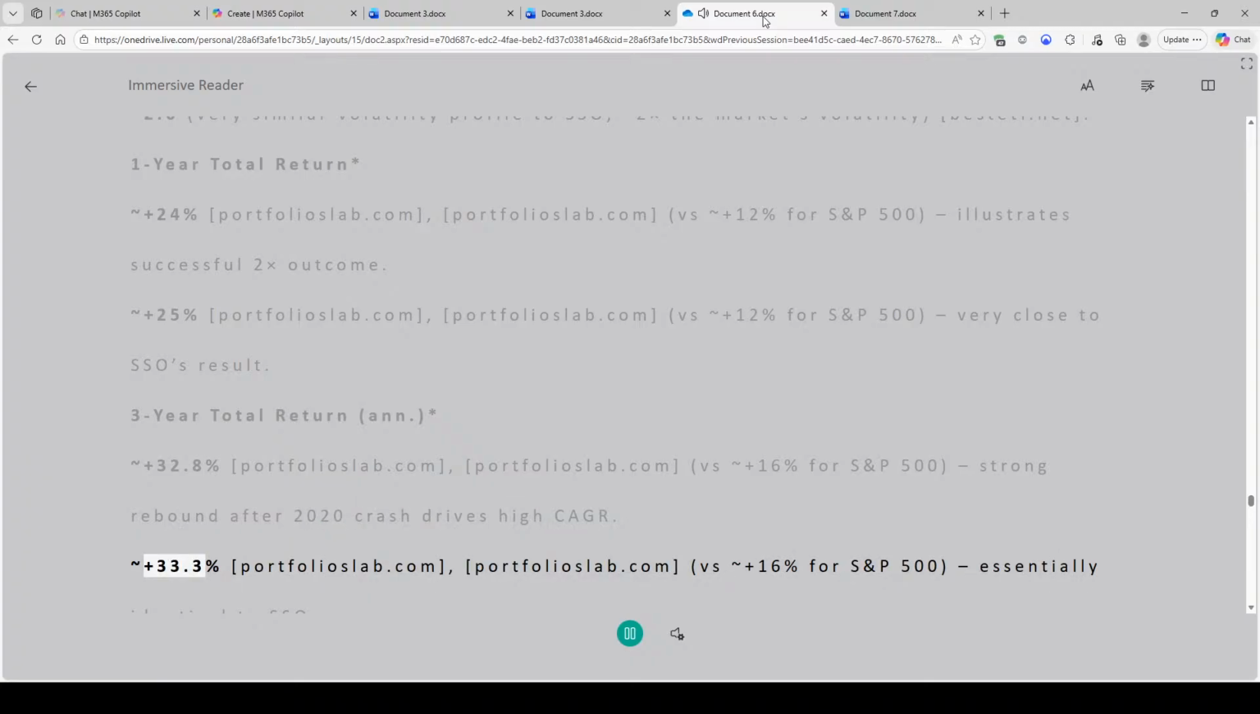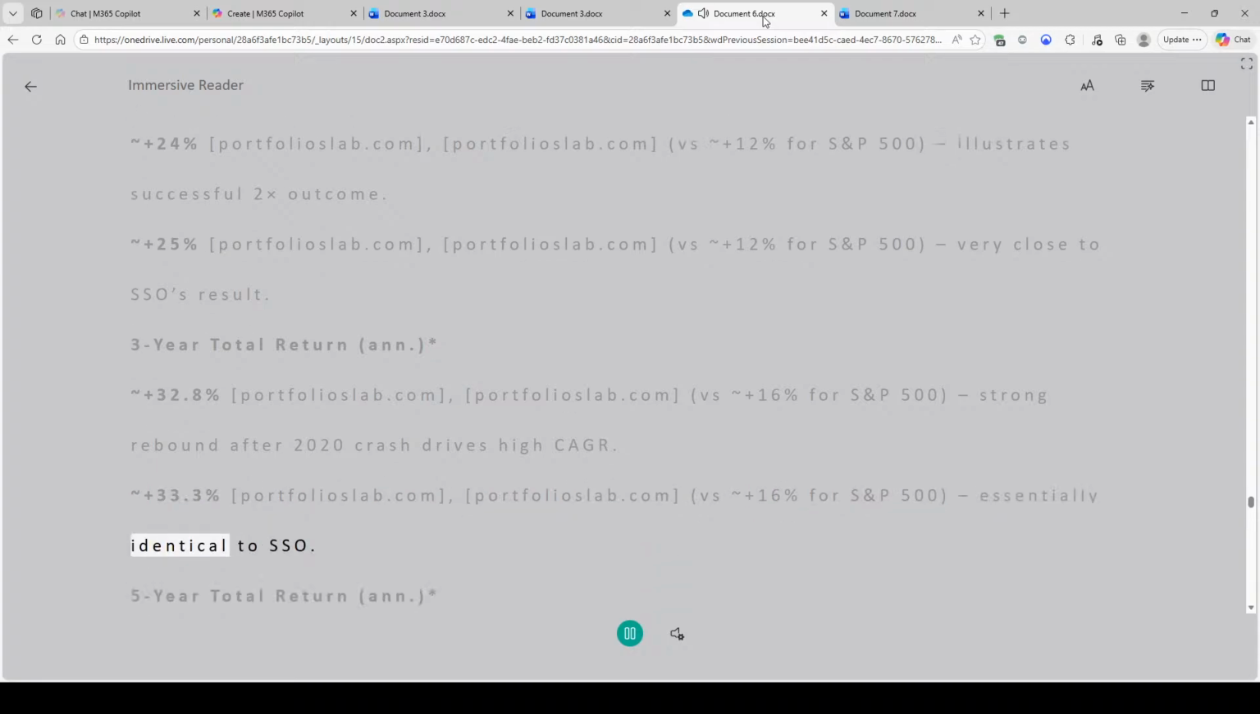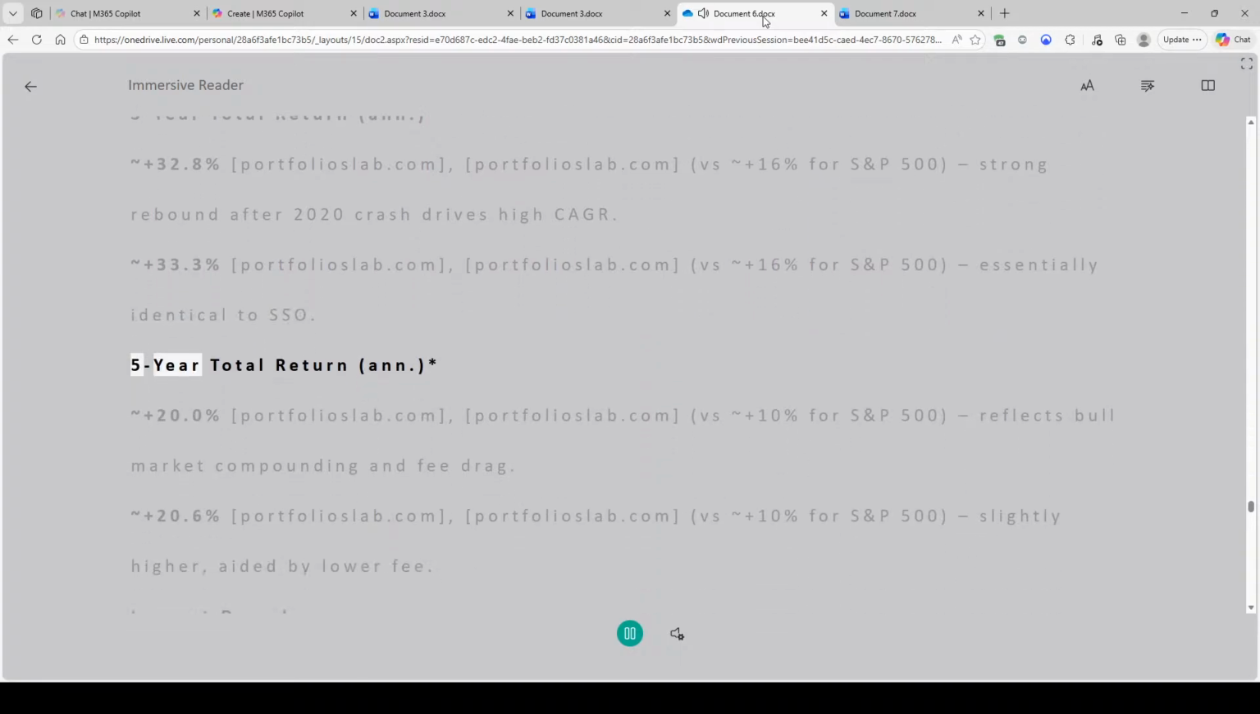Plus 33.3% versus plus 16% for the S&P 500, essentially identical to SSO. 5-year total return: plus 20.0% versus plus 10% for the S&P 500, reflecting bull market compounding and fee drag. Plus 20.6% versus plus 10% for the S&P 500, slightly higher, aided by lower fee.